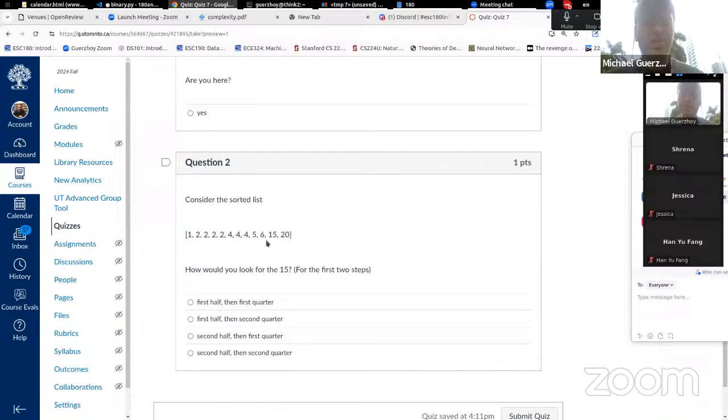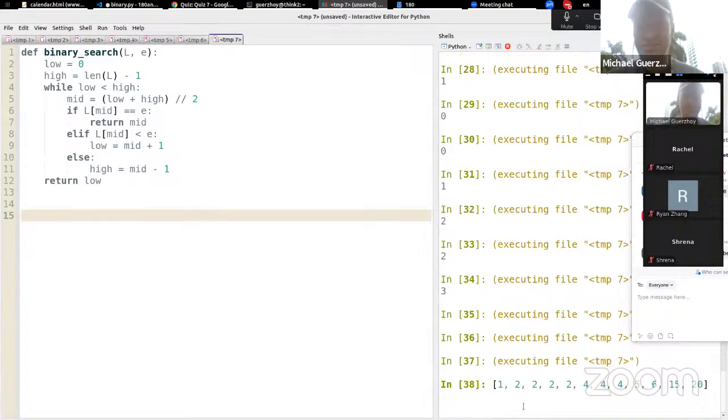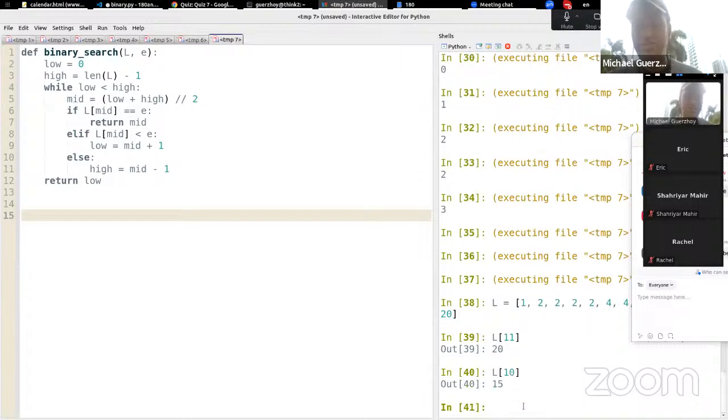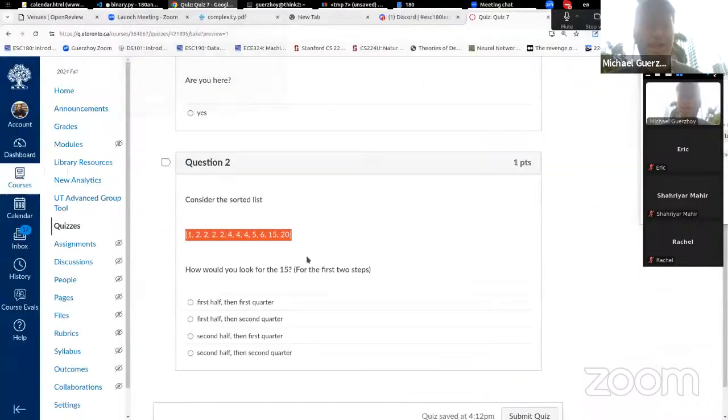Okay. So what's going on here? In the task, what we have is a list like this. And what we're trying to do here is find the index of the 15. So whatever it is, like 0, 1, 2, 3, 4, 5, 6, 7, 8, 9, 10, 11. I can check it like this. If I say that the list is L, L at 11 is actually the 20, so L at 10 would be the 15, right? So, all right, I'm looking for that.